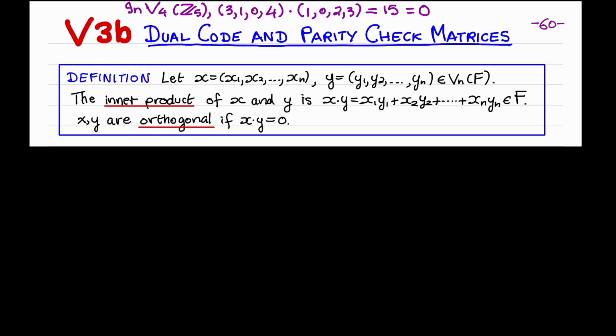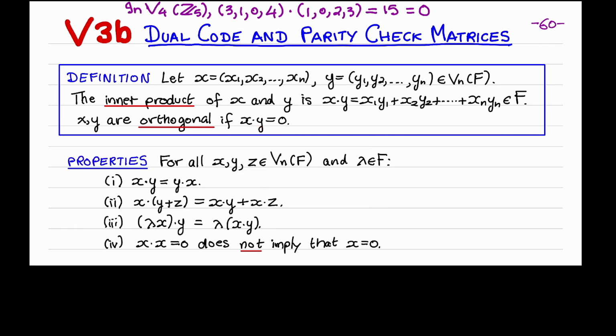In linear algebra classes, you might have also called the inner product the dot product. We'll say the two vectors x and y are orthogonal if their inner product is 0. Here are some elementary properties of the inner product. For all vectors x, y, and z, and all scalars lambda, the inner product is commutative, it's distributive over vector addition, and scalar multiplication is associative with the inner product.